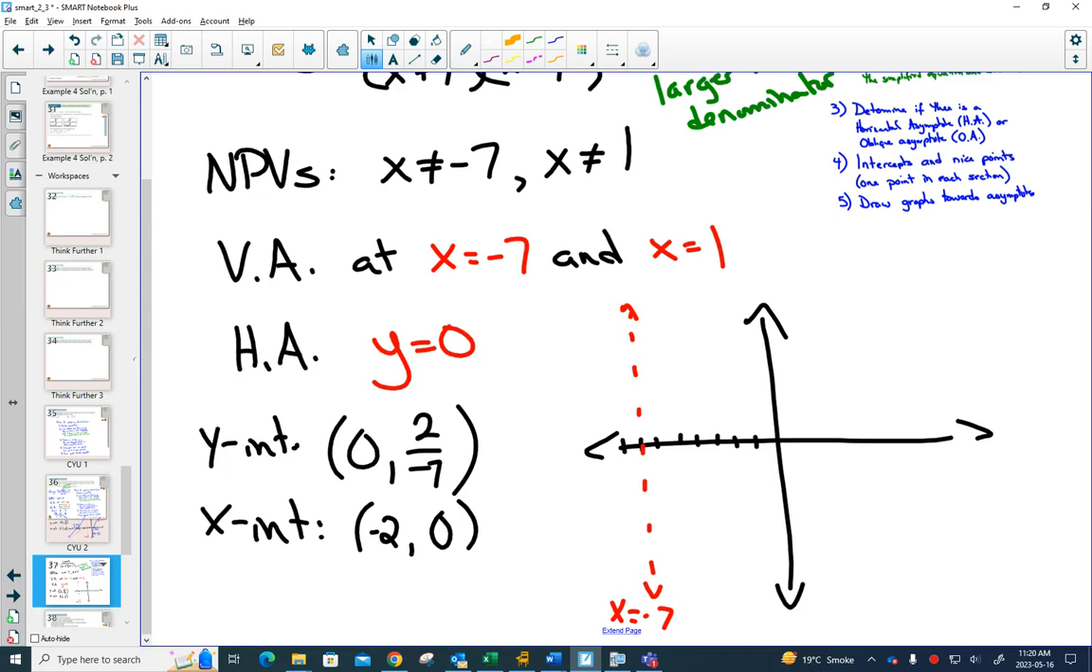X equals -7. X equals 1. Those are vertical asymptotes. Y equals 0. Horizontal asymptote, label. Label your y-intercept. Label your x-intercept.